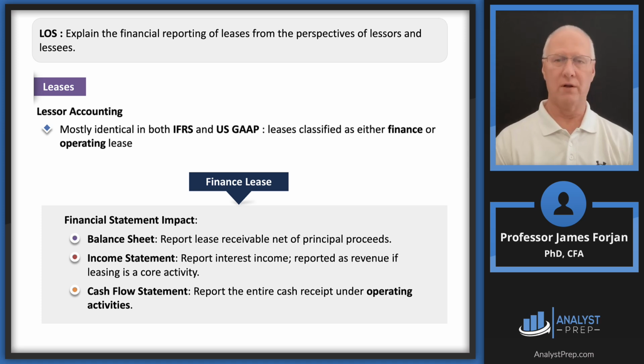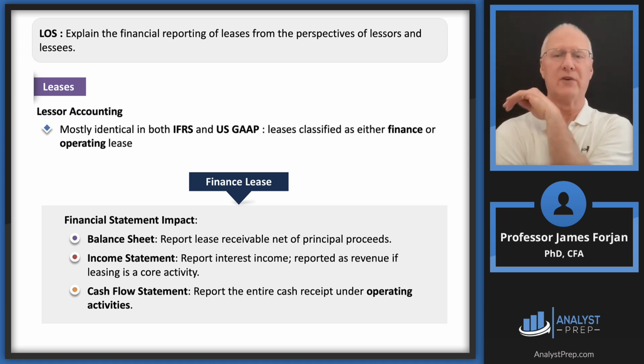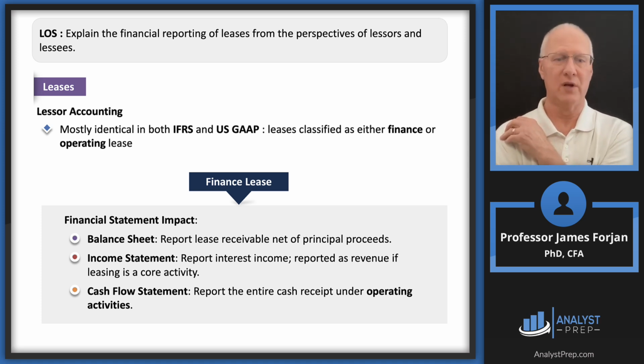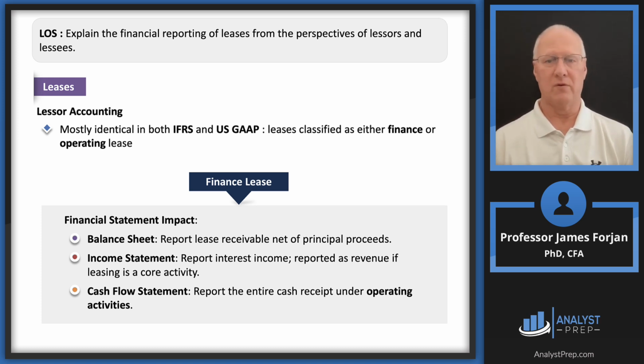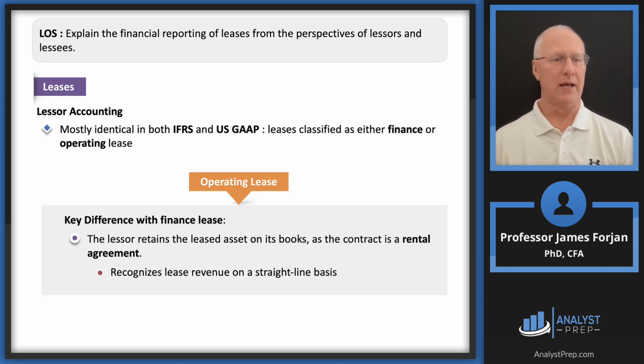What happens on the financial statements? If it's a finance lease, what we need to do is worry about the balance sheet. That lease receivable is net of the principal proceeds. On the income statement, we're going to have to report that interest income. And then the cash flow statement, that's going to be under the operating activities.